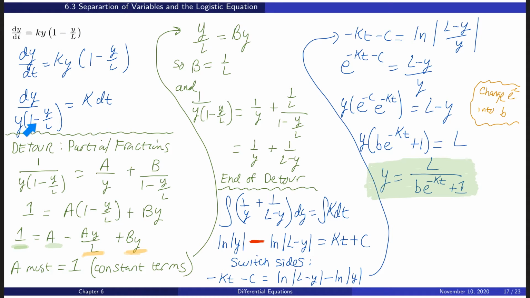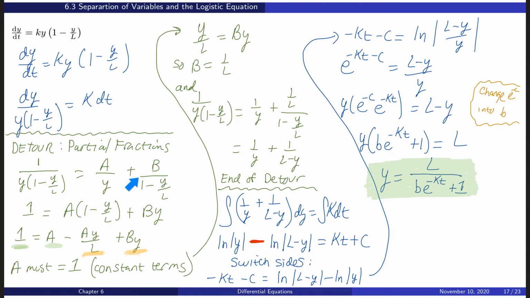Now we need to go through a bit of a detour. Everything in the green ink is a detour through partial fractions. This denominator needs to be split into two parts. In other words, we want to take this fraction, 1 over y times parentheses 1 minus y over L, and separate it into two separate fractions with the two distinct denominators. So partial fractions: I don't know what the numerators are. I'm going to solve to figure out what those constants A and B are.